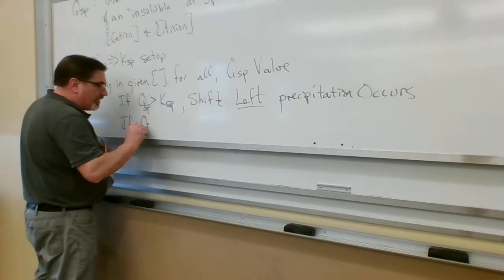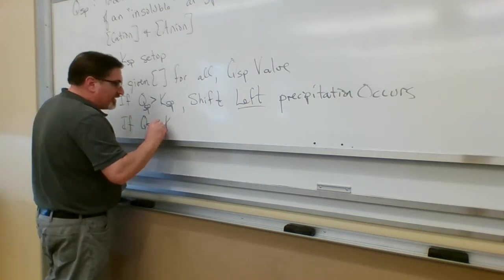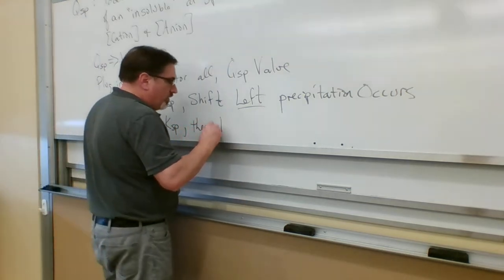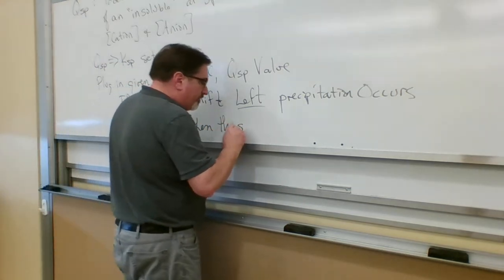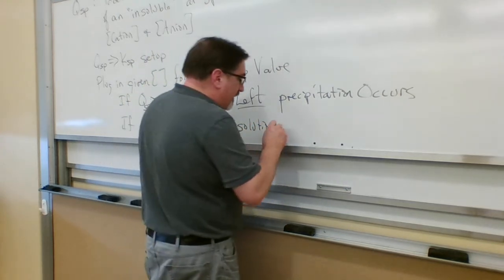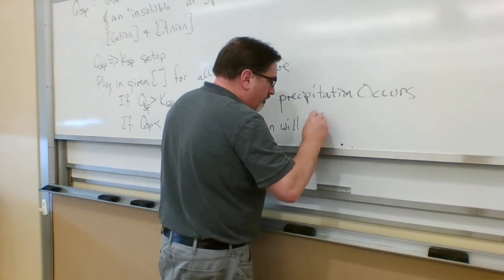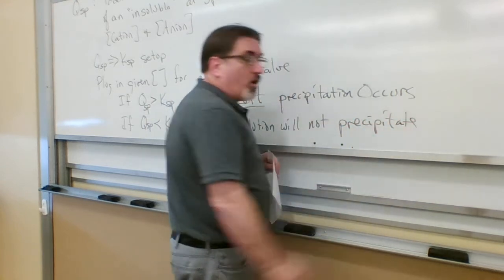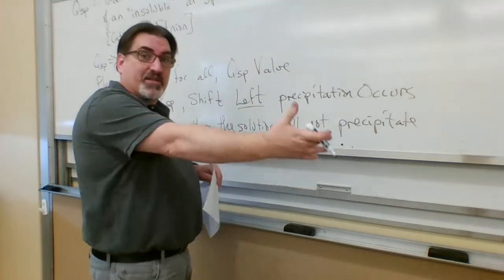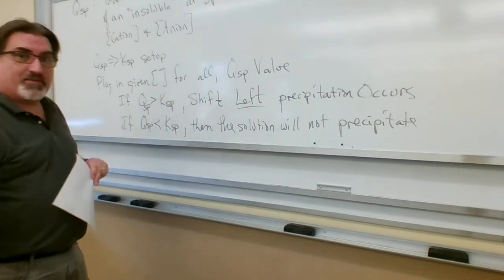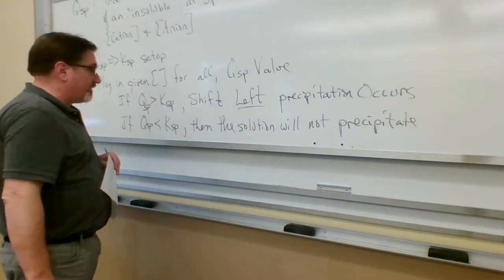If QSP is less than KSP, then the solution can be made. It can be made, the solution will not precipitate. There aren't enough ions yet, so essentially it's going to shift right to get to equilibrium and dissolve more ions, which means there's no precipitation, obviously, that's occurring because more is dissolving.